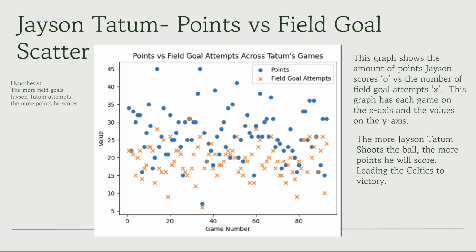Alright, so my initial hypothesis was that the more field goals Jayson Tatum attempts, the more points he's going to score, which, as you can see from the chart, is in general true. The more Jayson Tatum shoots the ball, the more points he will score. But one of the most revealing parts of this chart is that the blue circles are in general higher than the field goal attempts. This means that Jayson Tatum is shooting efficiently, which is a very important metric for the Celtics. If the X's are higher than the blue, then that means that Jayson Tatum is shooting way too much and he's missing. He's not making enough points.